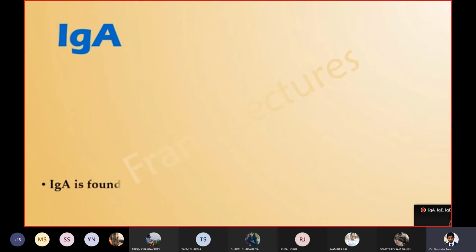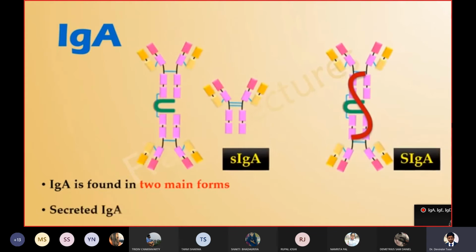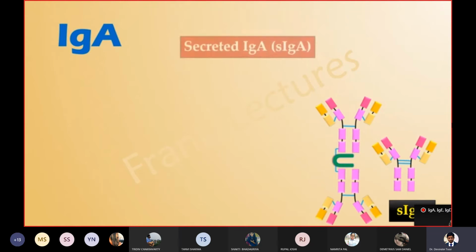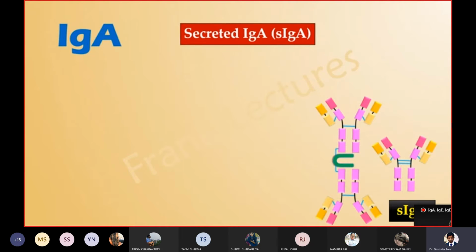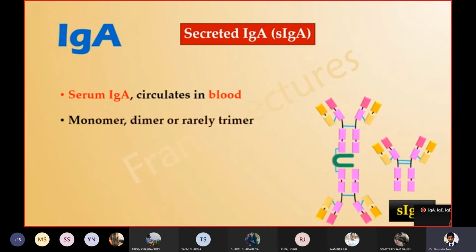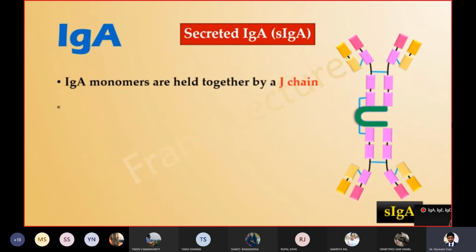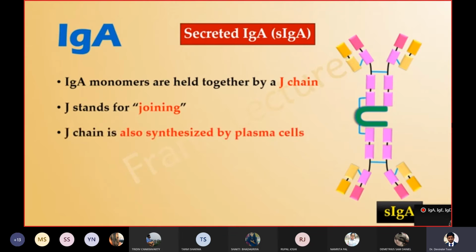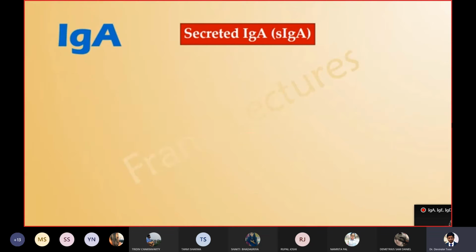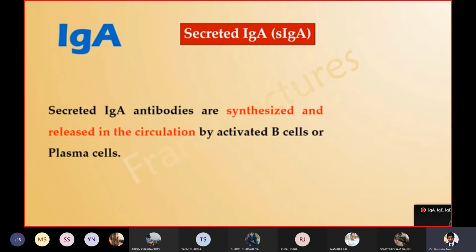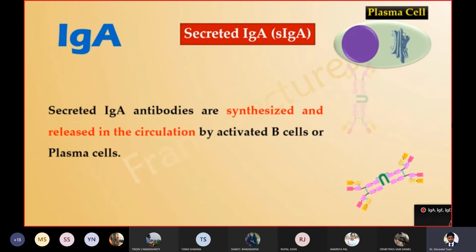Each subclass of IgA can exist in 2 main forms in the body. These are secreted IgA and secretory IgA. Let's understand these 2 forms. Secreted immunoglobulin A is written as sIgA here. Note that the alphabet s is in lowercase. It is also known as serum IgA since it circulates in blood. It can be a monomer, dimer or rarely trimer. Polymeric form of IgA is formed when 2 IgA monomers are held together by a glycoprotein known as J chain. J stands for joining, and it is also synthesized by plasma cells. This J chain binds to the constant region of the IgA monomers through disulfide bonds. So, secreted immunoglobulin A are the IgA antibodies synthesized and released in the circulation by activated B cells or plasma cells.